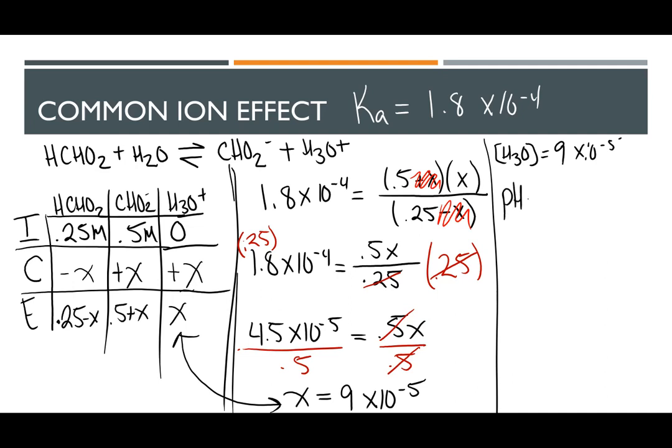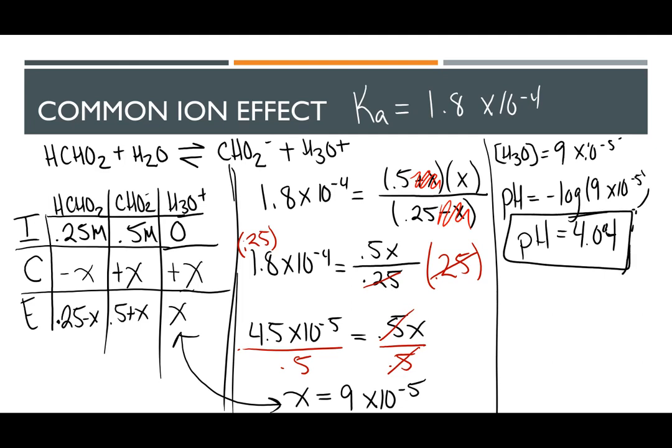So pH is going to be the negative log. Oh, not 9.5, just 9. So pH equals negative log of that answer, and I get 4.04. So that is your answer.